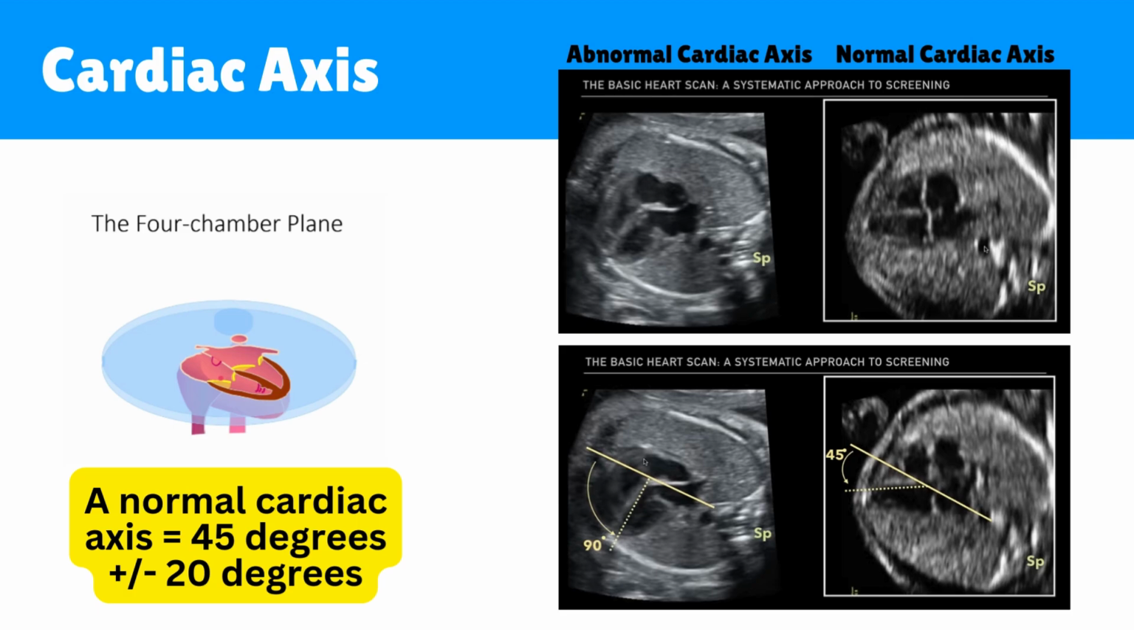In the first set of images, the heart appears abnormal, and when measured, the angle is 90 degrees. The second set of images, the heart appears normal, and when measured, the angle is 45 degrees. Remember, a normal cardiac axis ranges from 25 to 65 degrees.